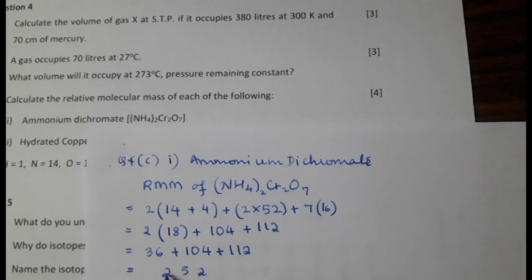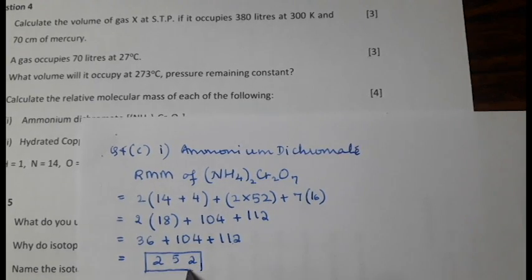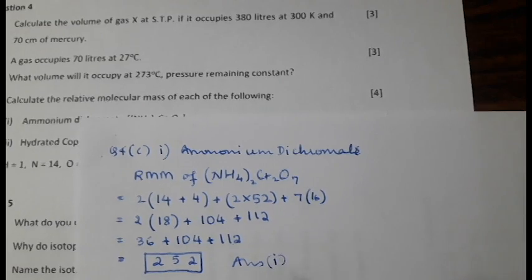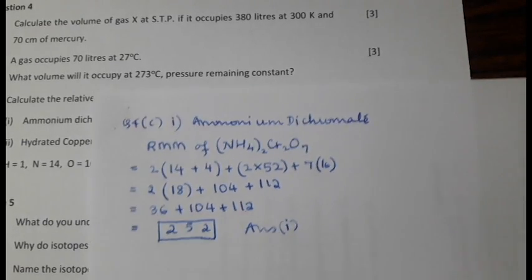$252, that becomes the RMM of ammonium dichromate, and that is your answer 1. We now come to hydrated copper sulfate.